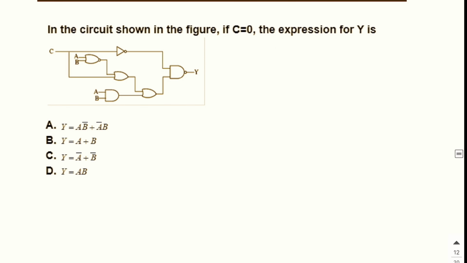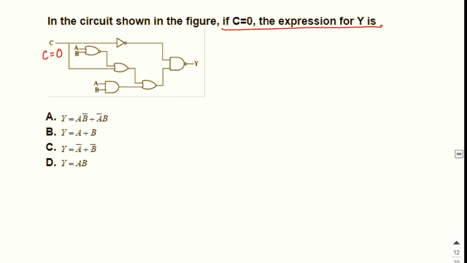Again, we have a circuit given to us, and it says that if C is equal to 0, what is the expression for Y. This 0 is traveling to the input of the NOT gate, so this will definitely be 1 always. So this is fixed. And also this 0 is coming over here as an input. But this is an OR gate, so we cannot predict the answer without knowing the other input.